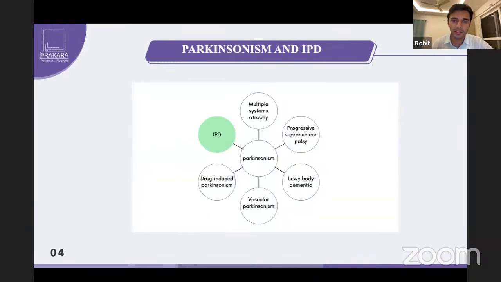So Parkinsonism can be caused by idiopathic Parkinson disease, or it could be caused by Parkinson plus syndromes. The common examples here are multisystem atrophy or progressive supranuclear palsy, or it could be Lewy body dementia, or sometimes it could be drug-induced Parkinsonism, or there are various other causes which can lead to Parkinsonism. But the most common cause of all these is the idiopathic Parkinson disease.